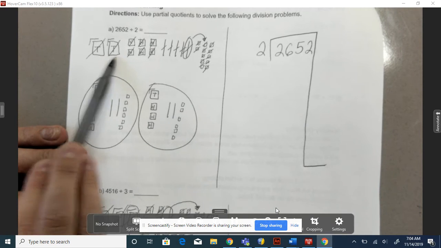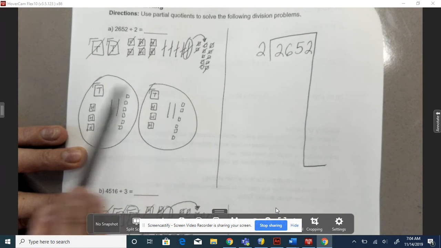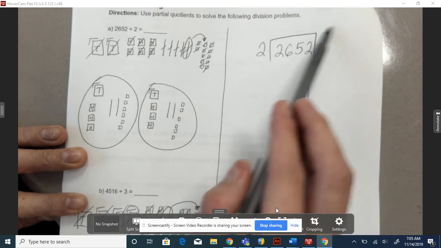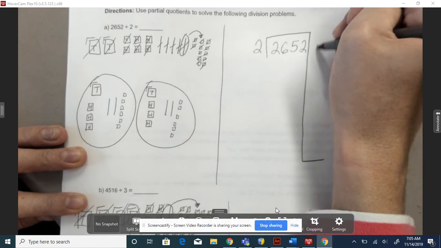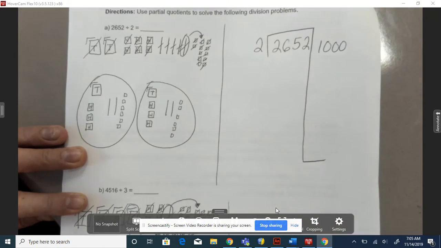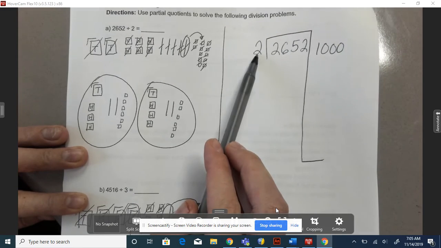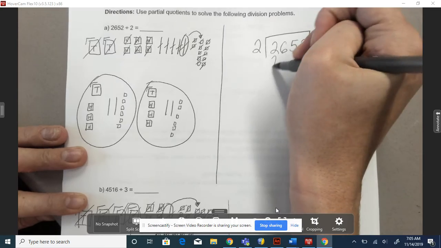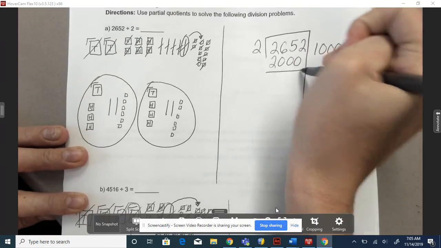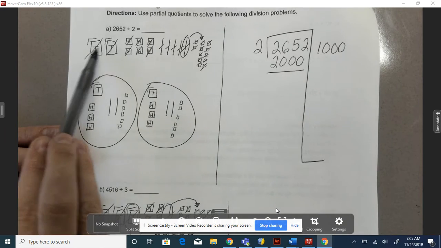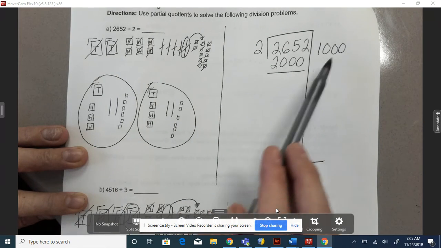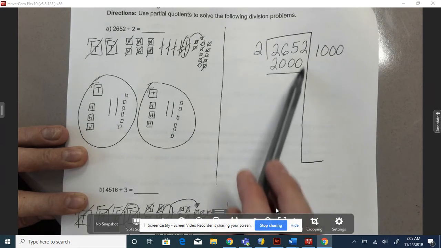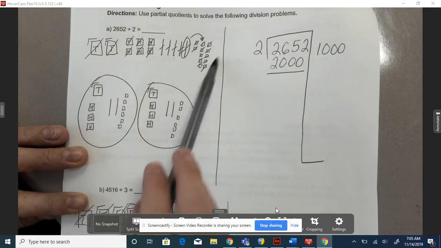I started with 2,000, put them into 2 groups. Oh, I see 1,000 is going in each group. So I'm going to put over here 1,000 because 1,000 cubes can go in each group. 2 groups with 1,000 in each group means I'm using 2,000. If you noticed, we had crossed out 2,000s over here. Remember, the numbers that we're putting over here represent one group, and the numbers we're putting here represent how much we're taking from the entire whole.